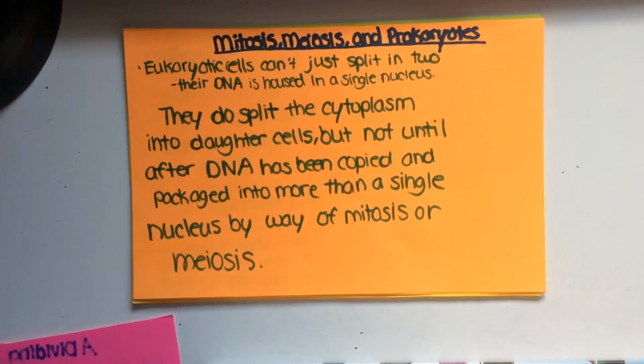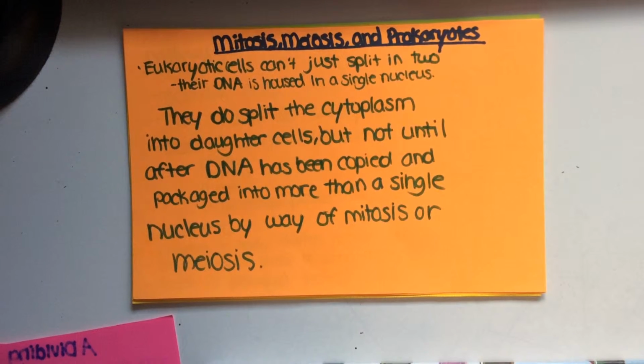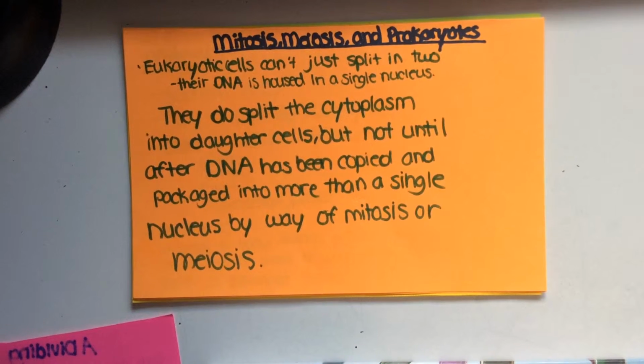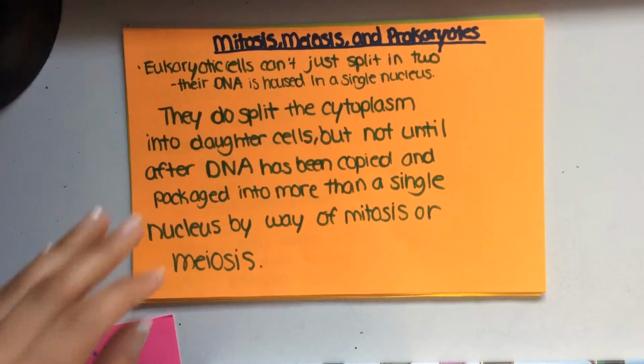Mitosis, meiosis, and prokaryotes. Eukaryotic cells can't just split into two. Their DNA is housed in a single nucleus. So how do you expect something to make an identical copy of itself if all of the genetic information is stored within one compartment? That's the magic of cell division. They do split the cytoplasm into daughters, but not until after the DNA has been copied and packaged into more than a single nucleus by way of mitosis or meiosis.